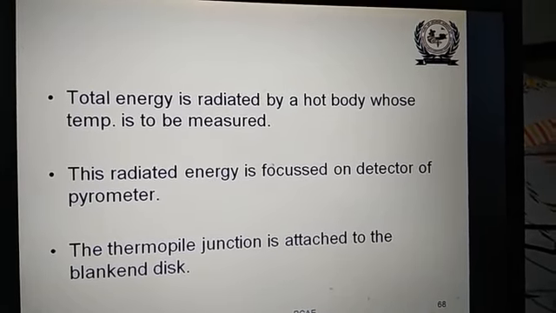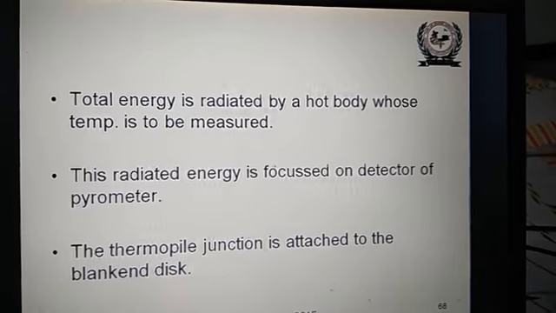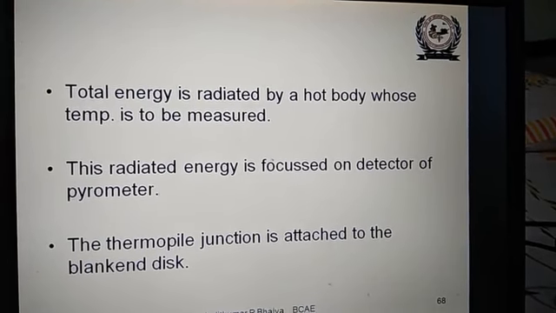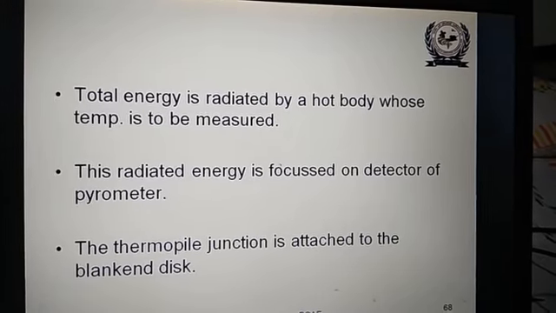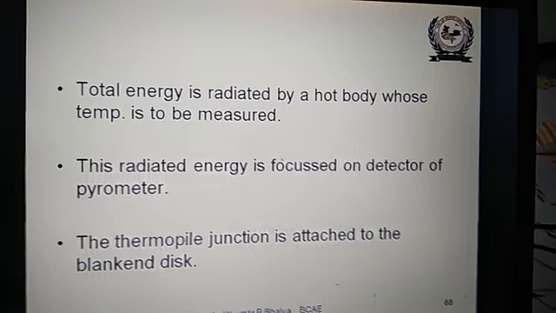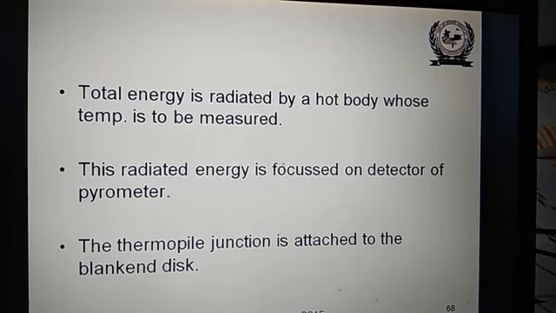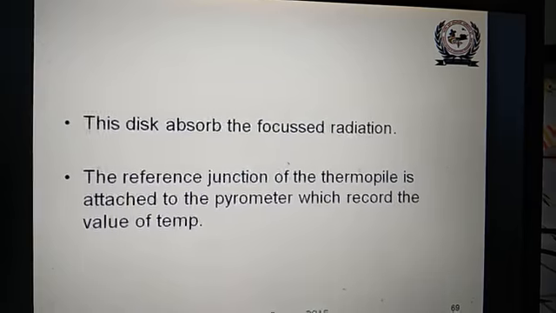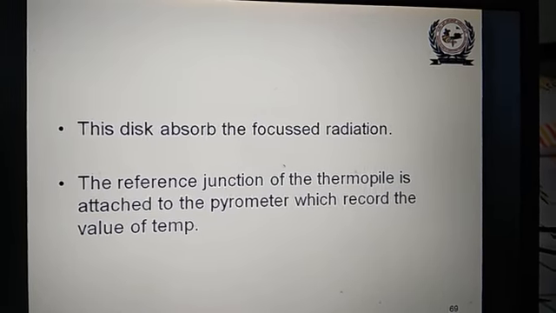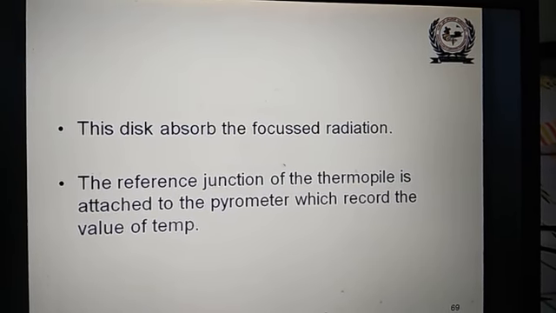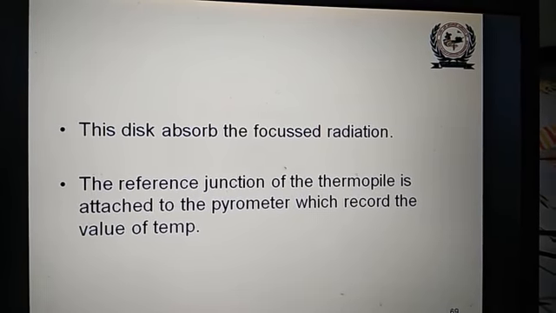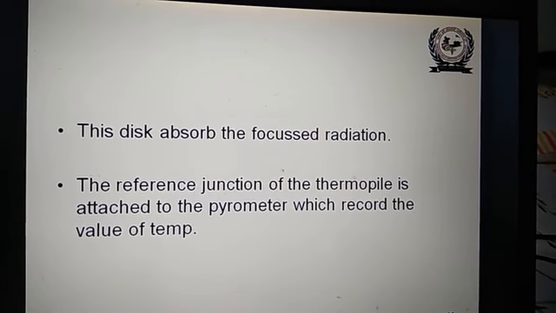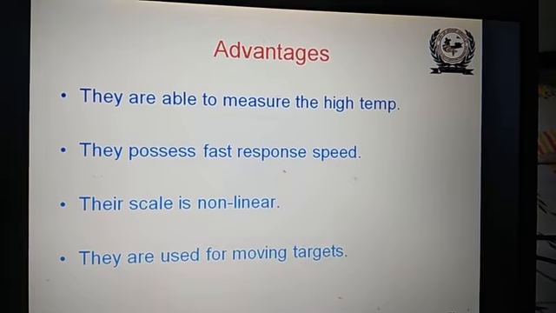Total energy is radiated by a hot body whose temperature is to be measured. This radiated energy is focused on a detector or a pyrometer. The thermopile junction is attached to a blackened disc. The disc absorbs the focused radiation. The reference junction of the thermopile is attached to the pyrometer which records the value of temperature.